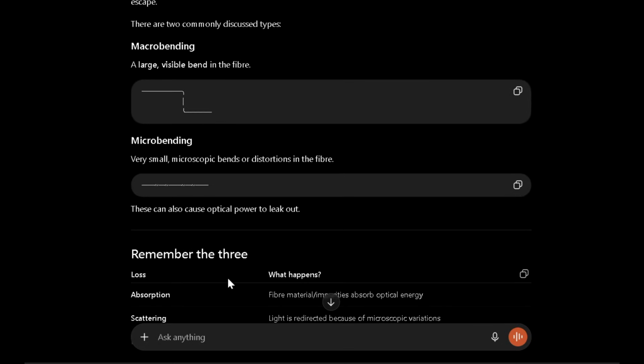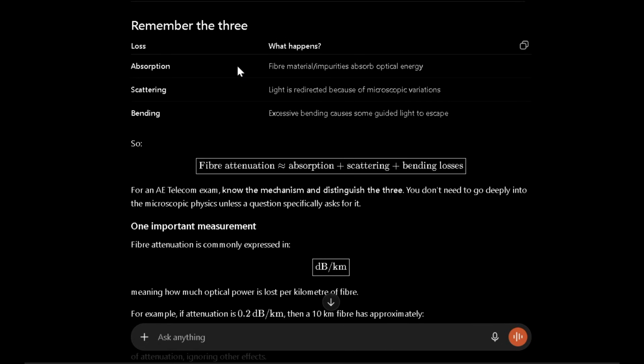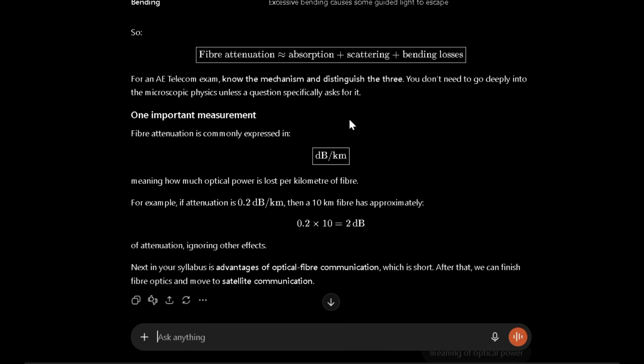So remember the three: absorption loss, scattering loss, bending loss. What happens? The fiber absorbs optical energy, light is scattered because of microscopic variations, and excessive bending causes some guided light to escape. Fiber attenuation is of three types: absorption, scattering, and bending losses. So this is enough for my preparation.